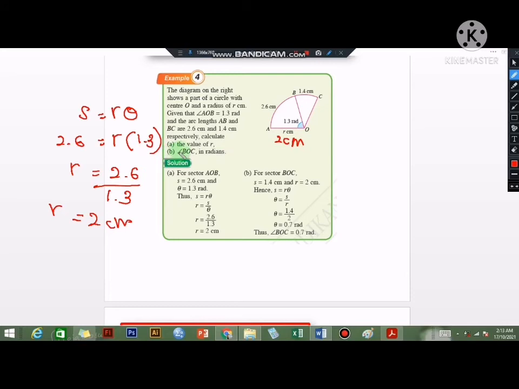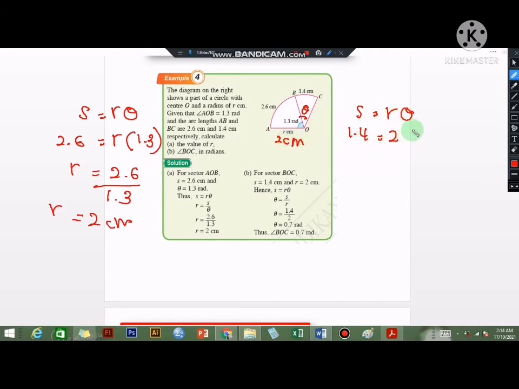Now let's look at B, which is to calculate the angle BOC. BOC is the angle that we want to find, theta, in radian. Remember, in radian. For B, we know that S, the length of arc BC, is 1.4, and the radius we just calculated is 2 centimeter. Now apply the formula S is equal to R theta. The value of S is 1.4, and the radius is 2 centimeter.